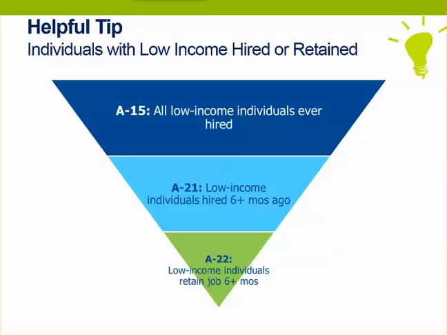A good way to think about these 3 indicators is as an inverted pyramid. So remember that the number you report in indicator A15 should include all individuals with low income ever hired with your grant. A21, which is the number of individuals with low income who were hired at least 6 months ago, will be a subset of the total number of individuals with low income ever hired as you report in indicator A15. And of the number of individuals with low income hired at least 6 months ago, indicator A21, a subset, will have retained their jobs for at least 6 months. This number should be reported in indicator A22.